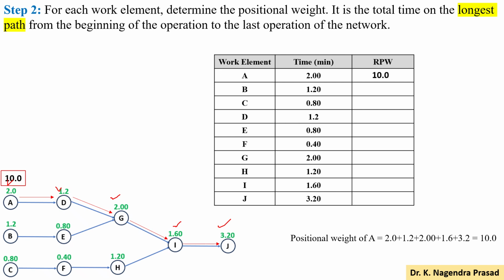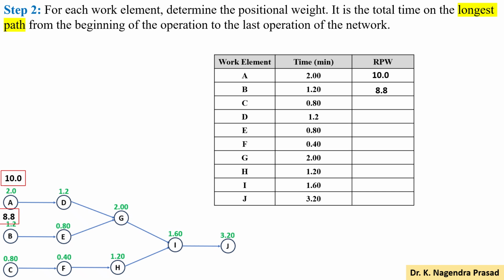So next we have to look at the work element B. For the work element B, there is only one path, that is the longest path, and that path is BEGIJ. Then positional weight of the work element B is the total time on the BEGIJ path. It is 1.2 plus 0.8 plus 2 plus 1.6 plus 3.2. It is 8.8. And RPW value for the work element B is 8.8.